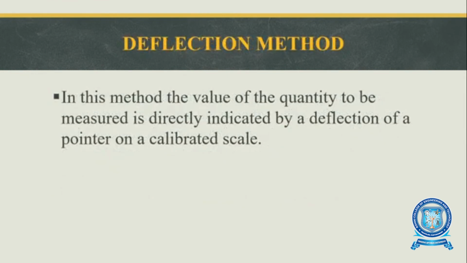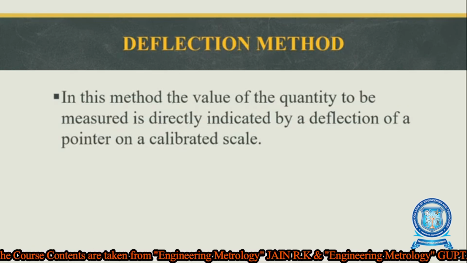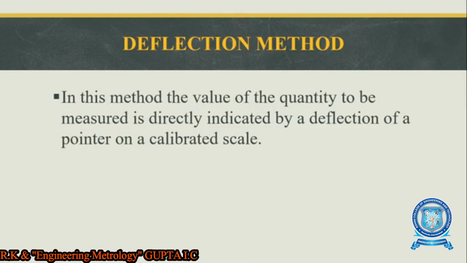Then the deflection method. In this method, the value of the quantity to be measured is directly indicated by a deflection of a pointer on a calibrated scale. The dial indicator or Bourdon tube pressure gauge are some of the examples of the deflection method.